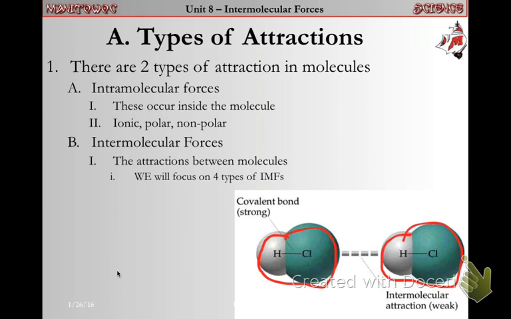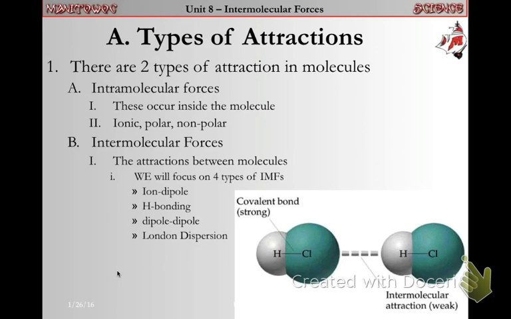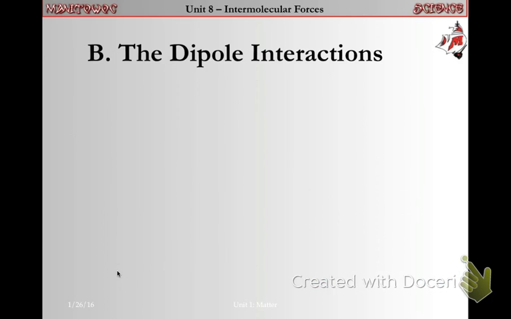And that attractive force is incredibly important when it comes to the physical properties of the substance. It helps determine whether the substance will be a solid, liquid, or gas at room temperature. It helps determine its viscosity, its surface tension, a whole bunch of other things that we'll talk about throughout this unit. Now, there are multiple different types of intermolecular forces. We're going to focus on four of them. The four forces that we focus on are going to be ion-dipole, hydrogen bonding, dipole-dipole, and London dispersion. So we're going to highlight those in this video.